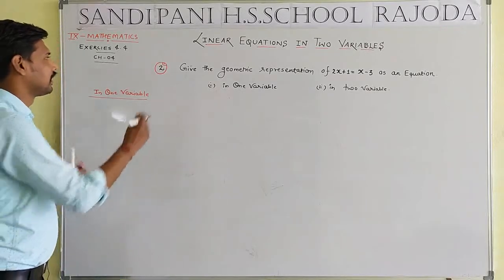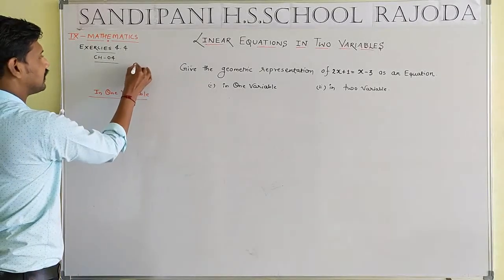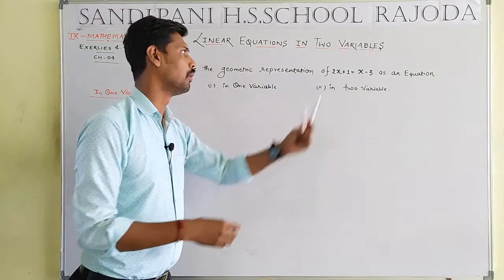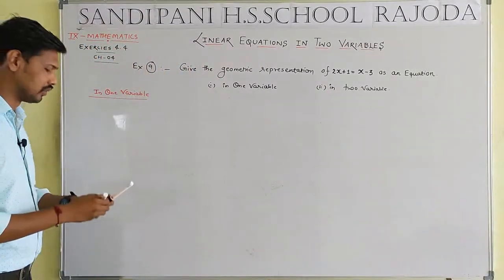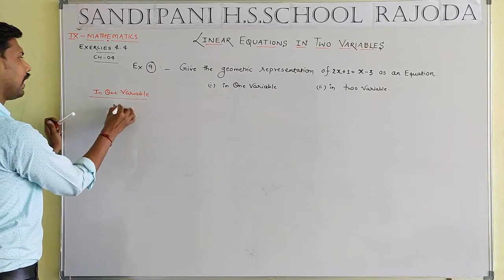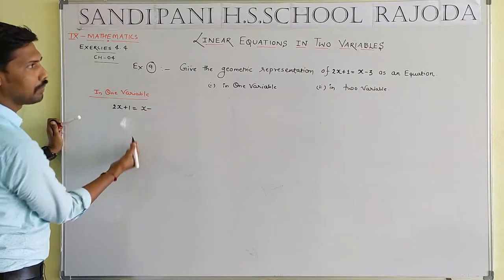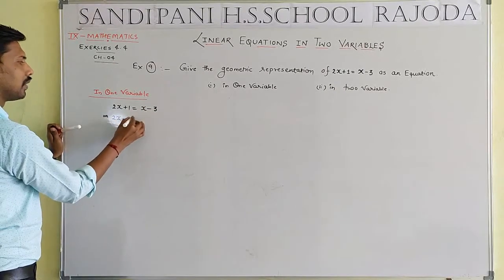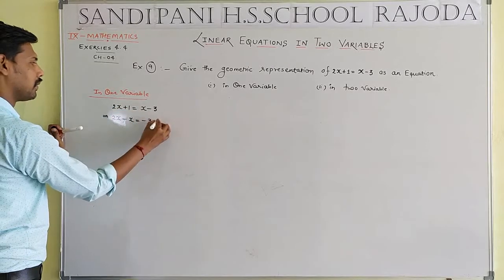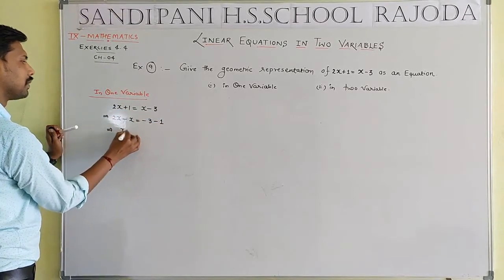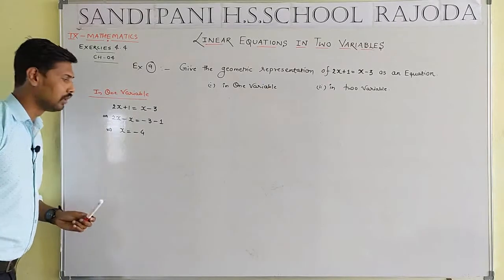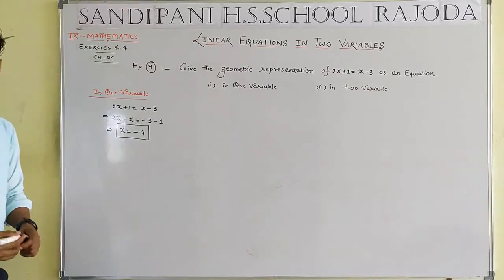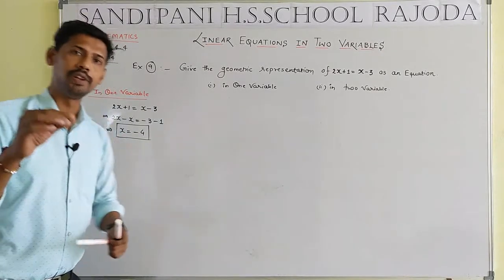Student, now we taking another question as a form of example number 9. Give the geometrical representation of 2x plus 1 will be equal of x minus 3. Student, we taking 2x plus 1 will be equal of x minus 3 such that 2x positive convert into the form of negative and positive convert into the form of negative, such that plus minus minus will be equal of -4. Student, we getting the value of x will be equal of -4. The value of y is absent, so y will be equal of 0.